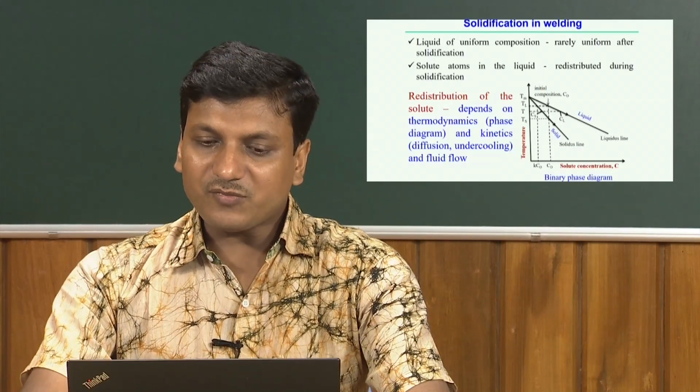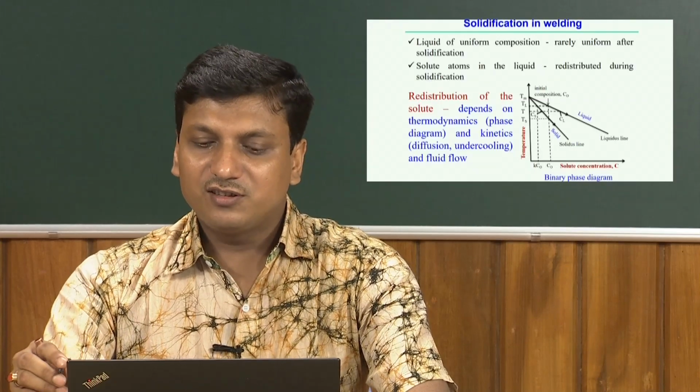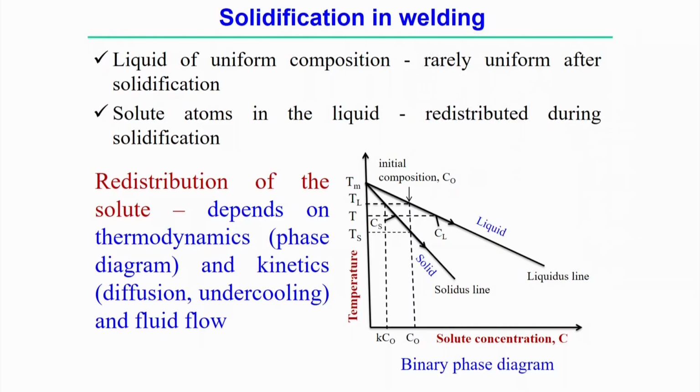If we pick any initial composition of the solute, the x axis represents the solute concentration and the y axis represents the temperature. Assume the initial solute concentration is C0. At this point, if you draw a vertical line, one intersection corresponds to the liquidus temperature, and the other corresponds to the solidus temperature.